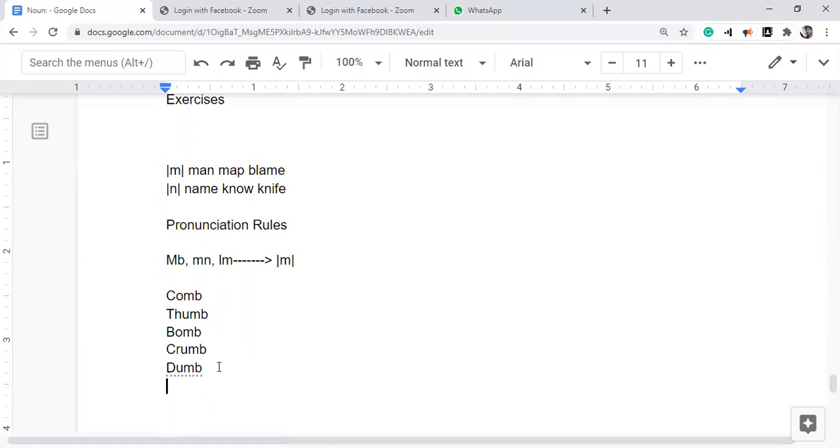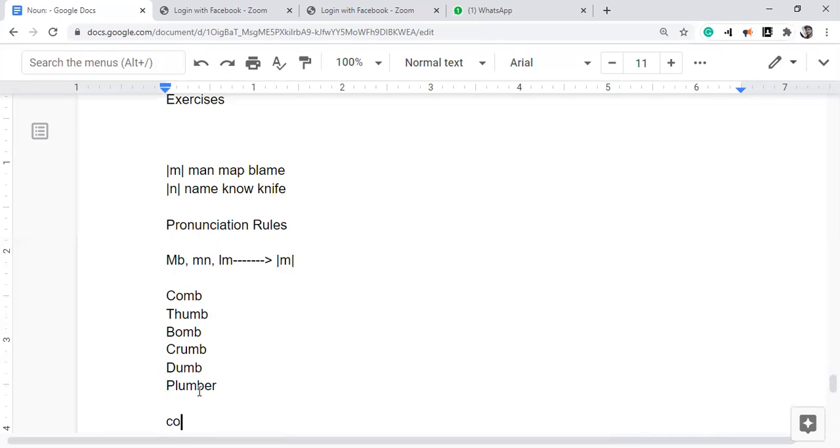Because MB is coming together, and the sound will be M. And what is the pronunciation of this? Can you tell me? Write it down: plumber. Pronouncing the B is absolutely incorrect. It's plumber, because MB is coming together and the sound will be M. And R coming at the end will be silent in British English. We'll see why it will be silent. Don't say it the Indian English way. So this is the example.